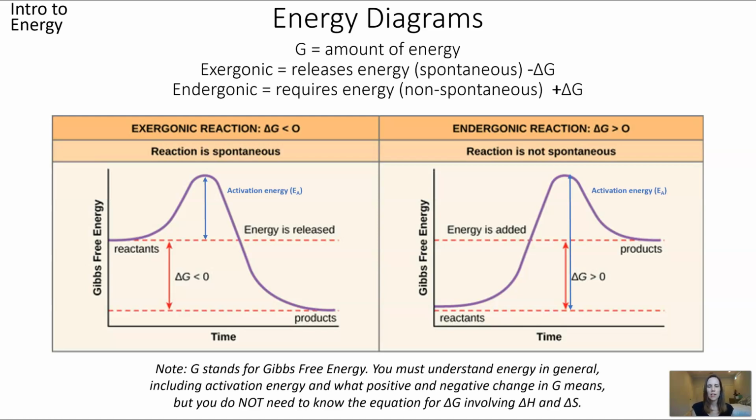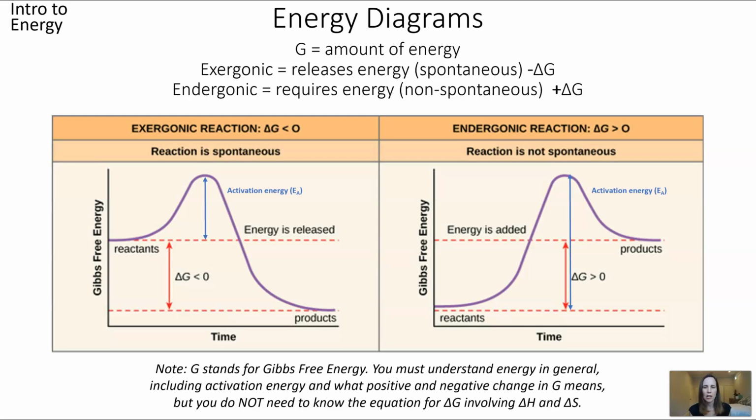Delta G is the change in energy. So G stands for Gibbs free energy. You need to understand this concept in general, but you don't need to do any mathematical computations for AP Biology related to calculating free energy from delta H or delta S. You may get to that in chemistry.